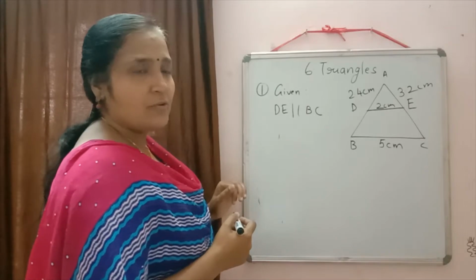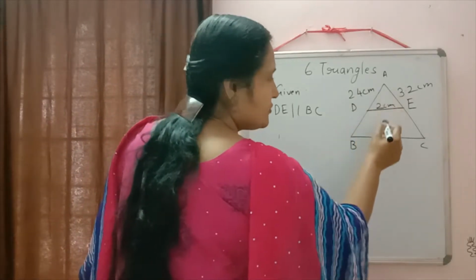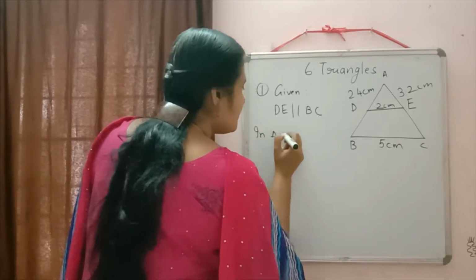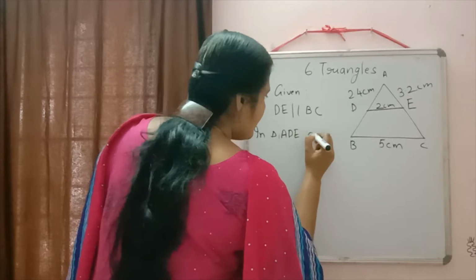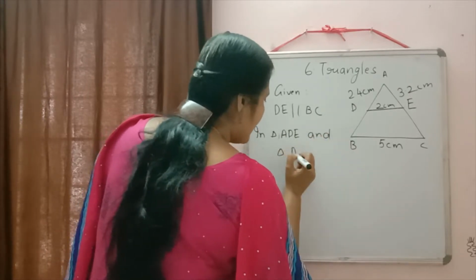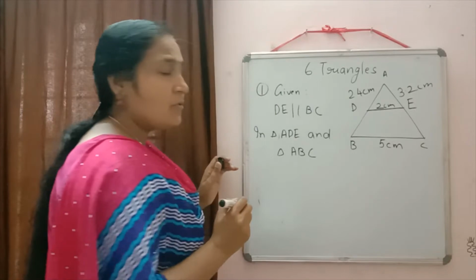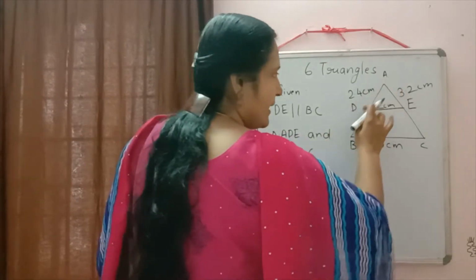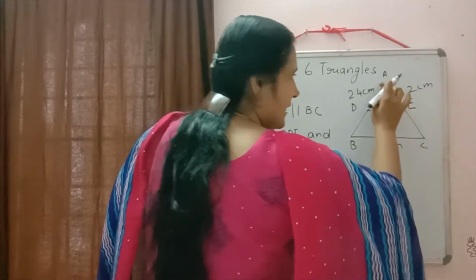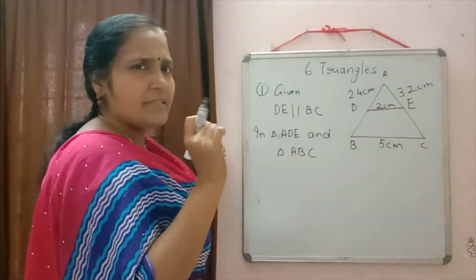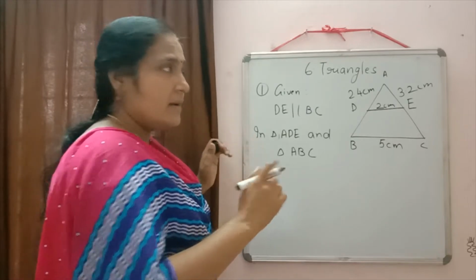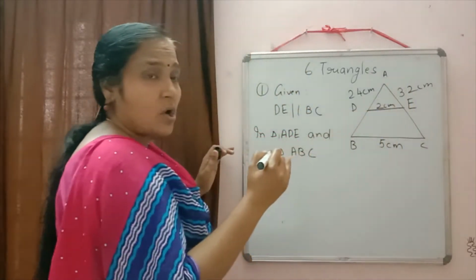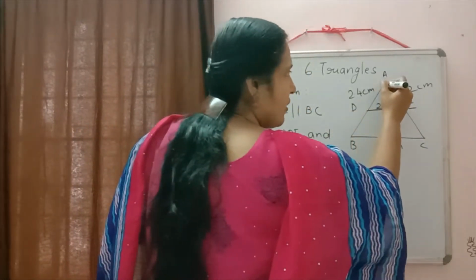So now what we are going to prove? First we will prove these two triangles are similar. So just write down there, in triangle ADE and triangle ABC. Can you find out what are the equal angles in these two triangles? Is there any point which is common in both the triangles? Yes, angle A is common in both.